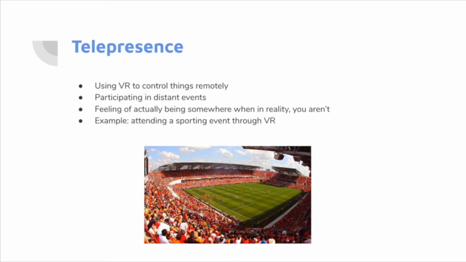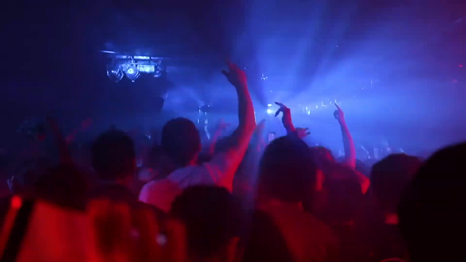One last term relating to VR that we're going to discuss is telepresence. Telepresence is the idea of using VR to control things remotely. Using telepresence, you can pretend that you're participating in distant events and you actually feel like you're somewhere that you aren't. Examples of this could be sporting events in VR or attending a concert through VR.